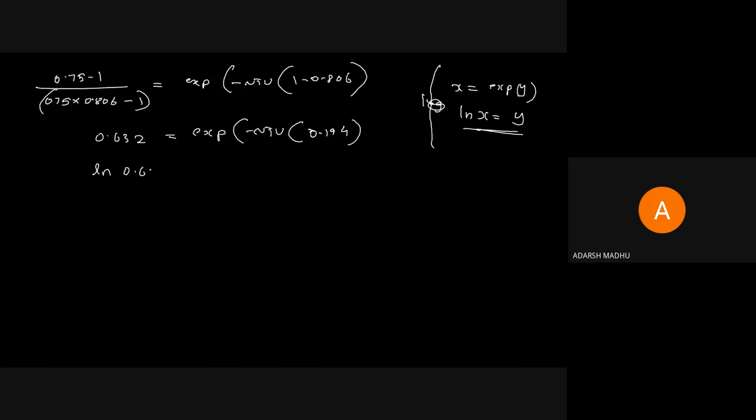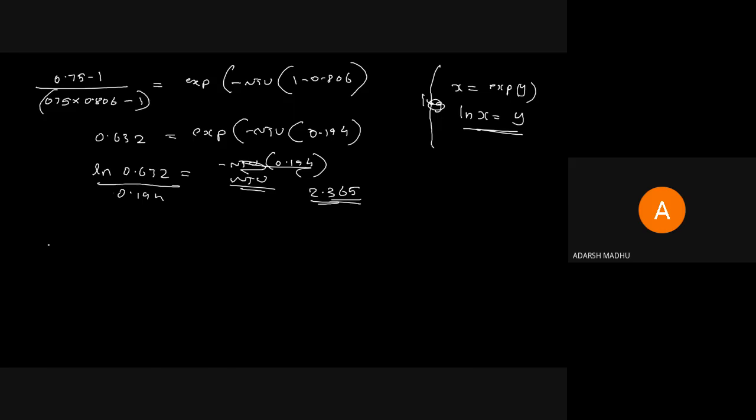ln 0.632 equal to minus NTU into 0.194. So we can find NTU as log of this value divided by 0.194. We will get the value of NTU, which will be 2.365. The value obtained from the graph was about 2.3, so the same value is obtained using this equation or using the graph.